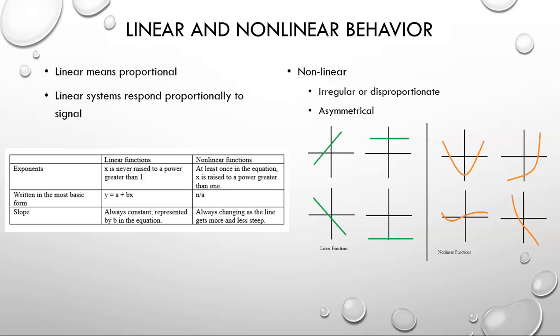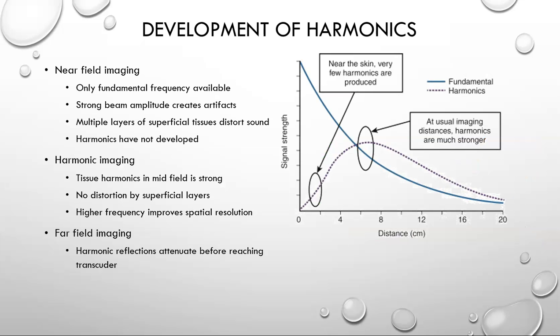Linear and nonlinear behavior. With linear behavior, we mean proportional. Linear systems respond proportionally to a signal. Nonlinear systems will respond disproportionately to a signal in what we call an asymmetric manner. In the development of harmonics, harmonics are created because nonlinear effects are occurring.